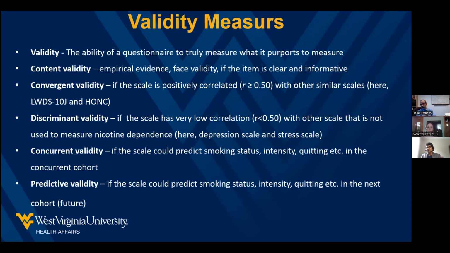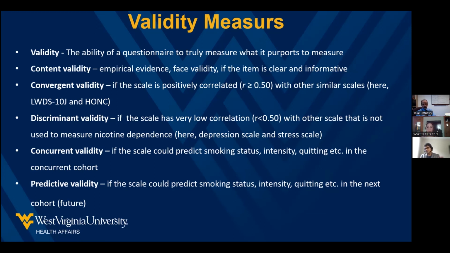Discriminant validity. So your scale is measuring nicotine dependency and there is a scale for depression. So your scale should not measure depression. So if you correlate these two scales, it should not be highly correlated. I would say it will be less than 0.50. So it will ensure that yes, your scale is measuring nicotine dependence, not depression. So it is called the discriminant validity, which is very important for scale development.